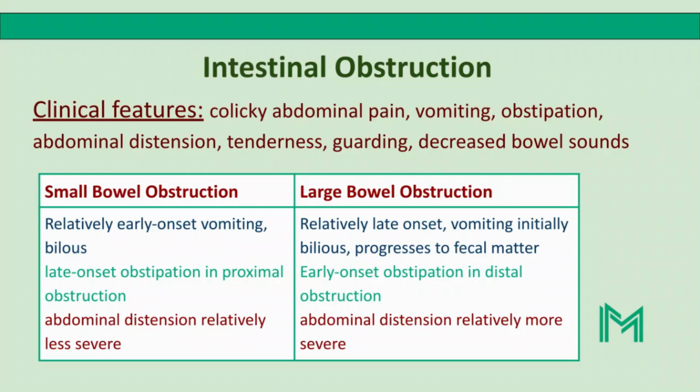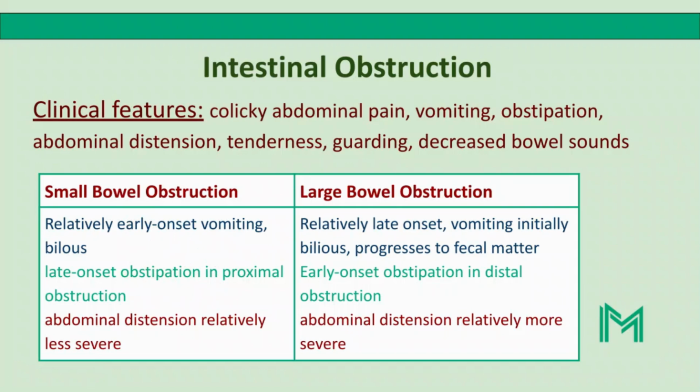So that is the difference you will see when it comes to large bowel. Now, constipation, or more accurately, obstipation, is late onset when it comes to small bowel obstruction, especially when it is proximal, because the distance between the site of obstruction and the rectum is relatively longer.